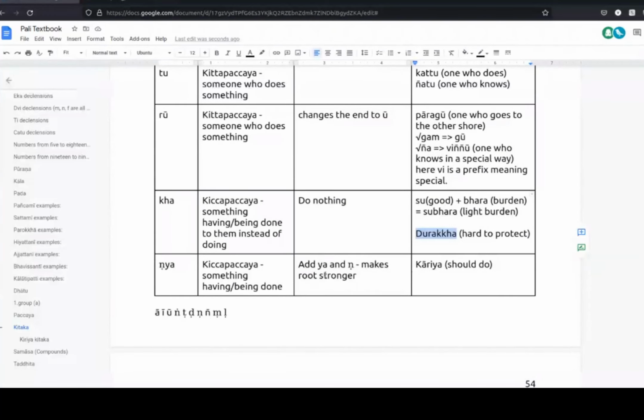But isn't do the opposite of su, meaning bad? It is, yeah. Well, do can mean bad, it can mean hard, difficult, unpleasant, evil. And yeah, various meanings.